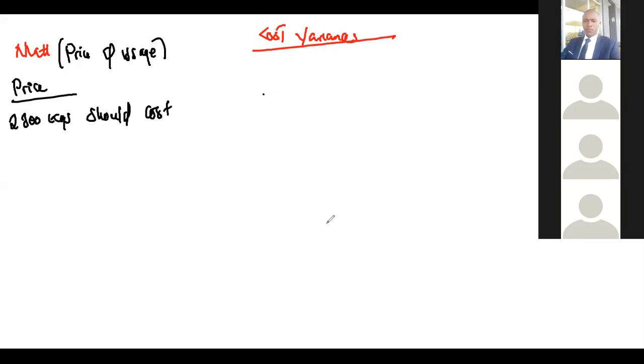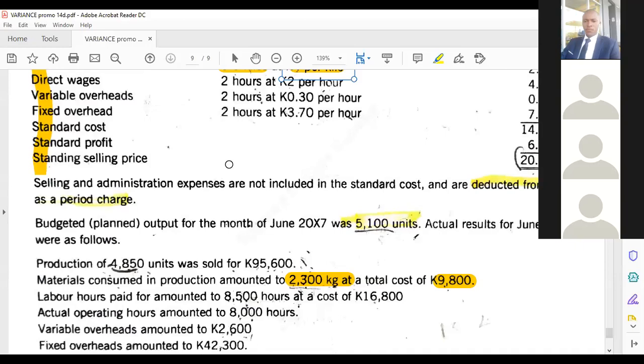There we go. We have the cost card here. Kindly respond, do not go mute.